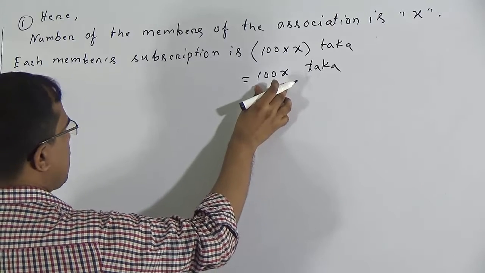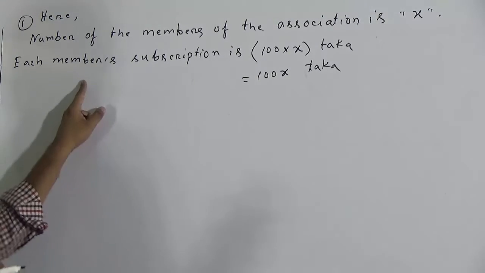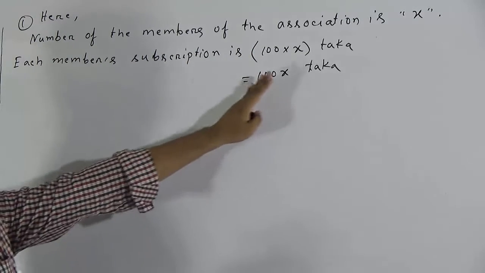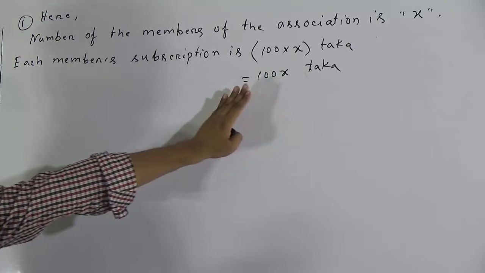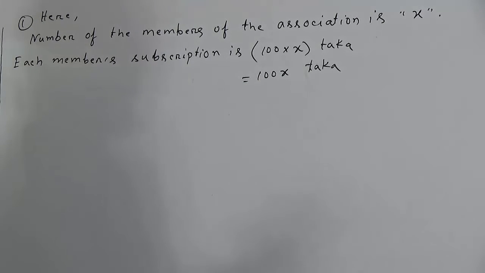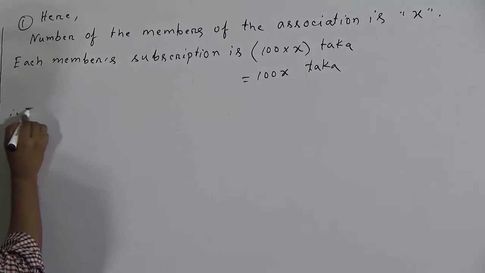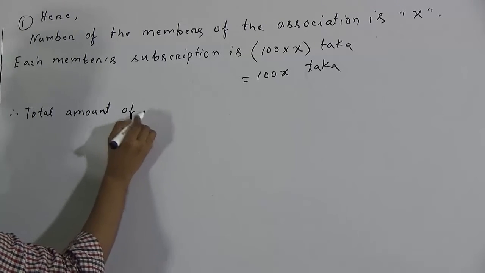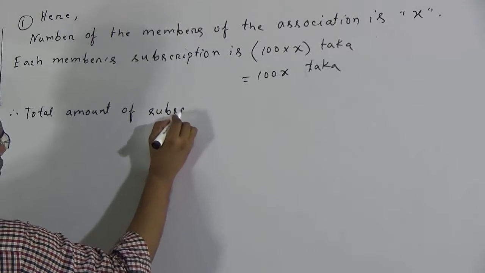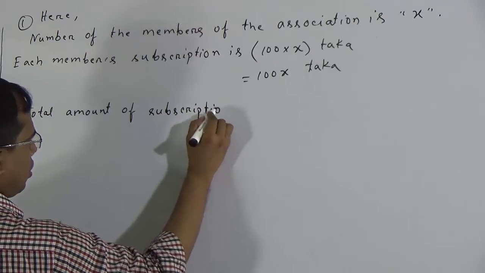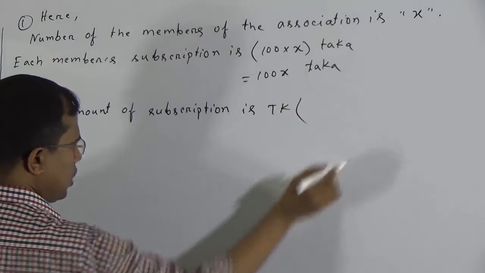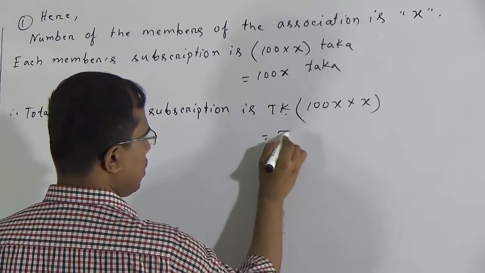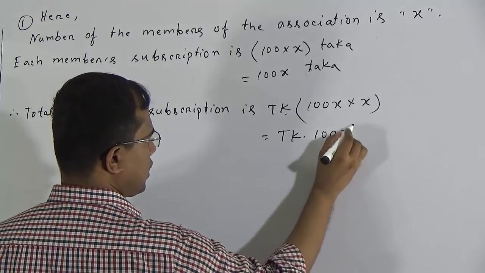Dear students, 100x taka is the subscription of each members, that means 1 members, and here total number of members is X, so X members subscription will be 100x multiplication x, that means 100x square. So that we can write, therefore total amount of subscription is TK 100x multiplication x. This is equal to TK 100x square.